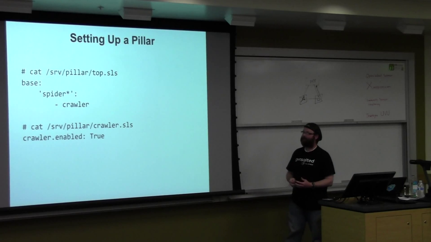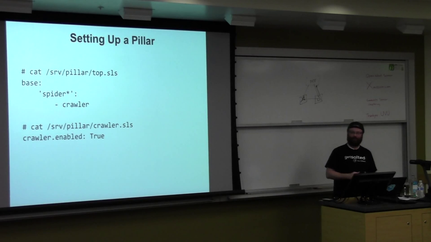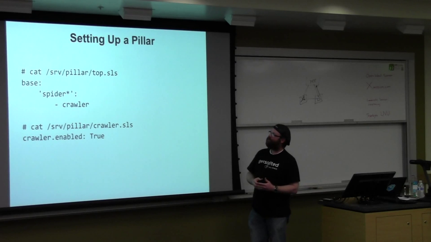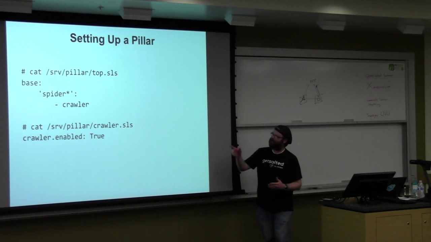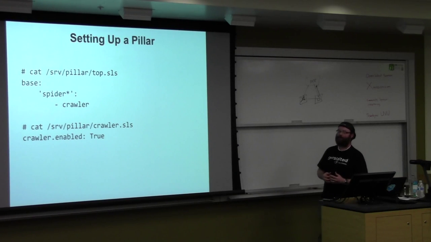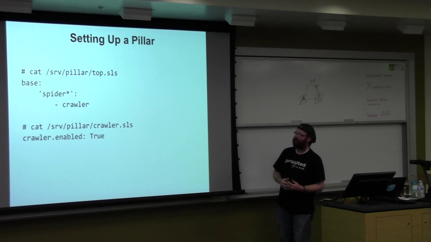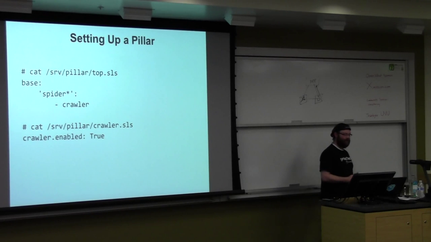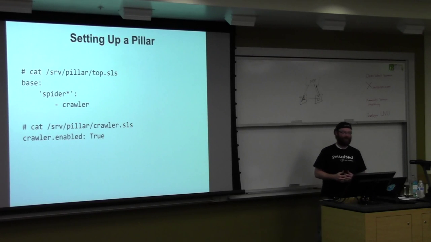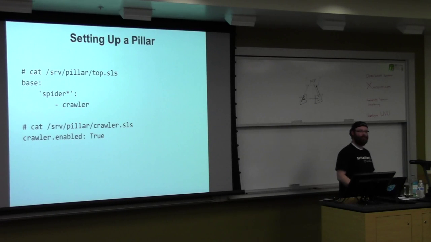So we're going to set up a pillar. Those of you guys that were in Seth's talk will recognize the pillar. This is a really, really basic pillar. We're just setting up a top.sls. We're saying only, do I need a dot star? That's right, isn't it? No, that's right. Okay. Only the machines that start with the word spider will go out and crawl, right? Well, or more specifically, we'll use the crawler pillar. And then I've set up a crawler pillar. It says, okay, anyone inside this match, I'm going to set crawler.enabled to true, and that will enable it on those guys. You with me so far?